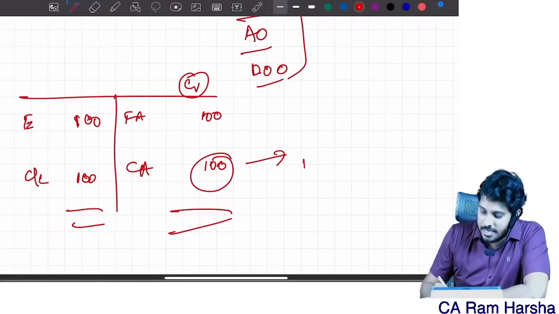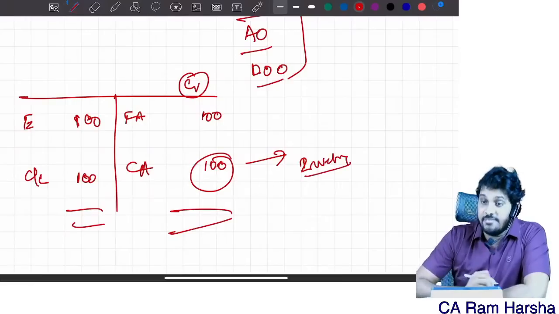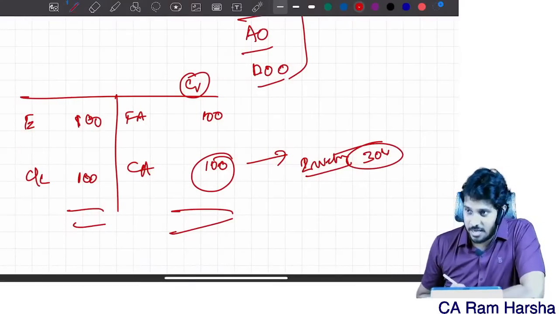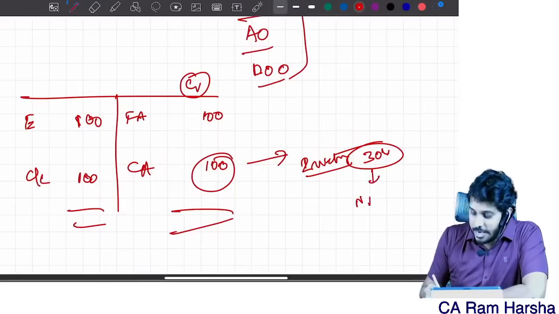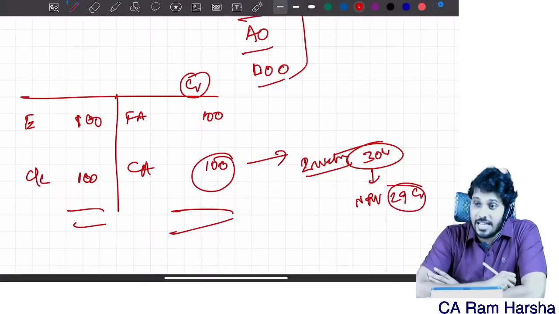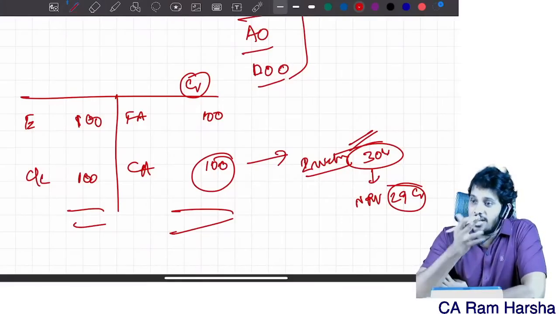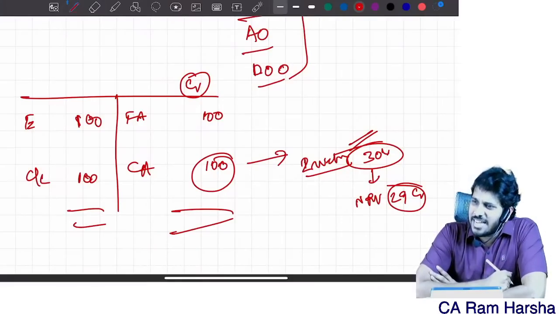Suppose in the current assets, there is an item called inventory. The inventory value is 30 crore. The net realizable value of this inventory is 29 crore, but the company showed 30 crore only. They did not consider NRV. Now, is there a misstatement?